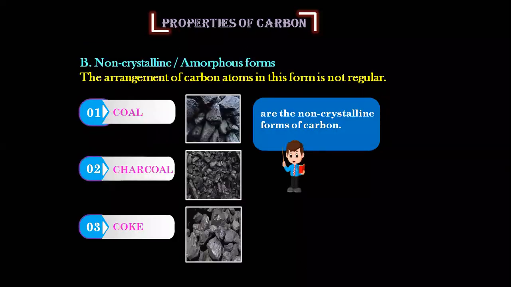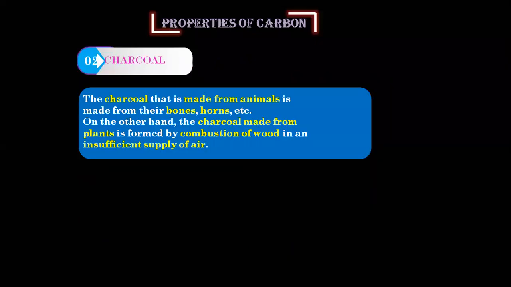Now under the non-crystalline form, we move to the second type, that is charcoal. Charcoal is usually made from animals, from their bones and horns. On the other hand, if we talk about the plant source, it is made by the combustion of wood in an insufficient supply of air. Basically, charcoal is a man-made kind of thing, or you can say the leftover matter which has been used. So charcoal from animals is in the form of their bones and horns, and from the plant source it is made by the combustion of wood in an insufficient supply of air.